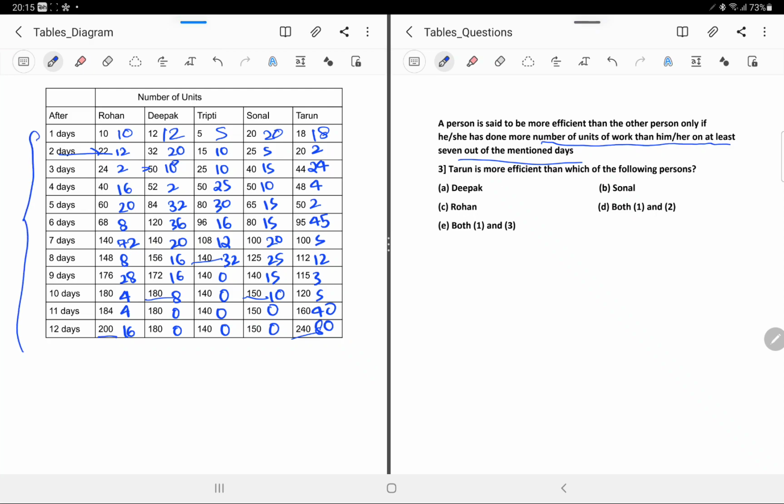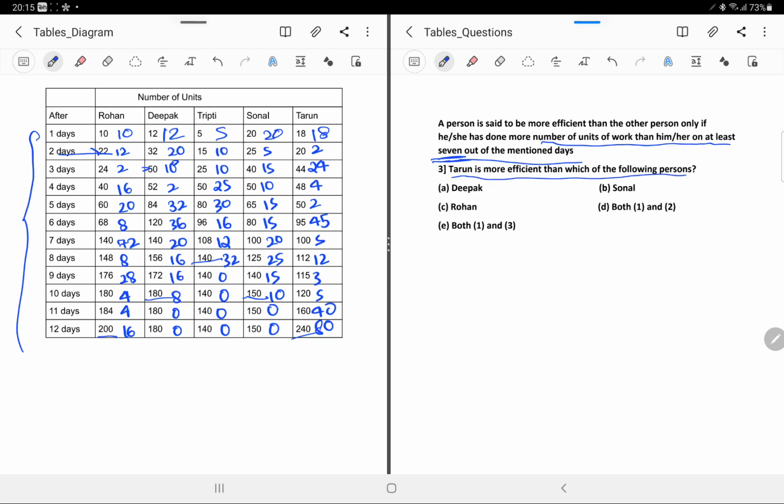So for instance, if Rohan and Deepak are there, and on 6 days Rohan is working more, and on 6 days Deepak is working more, they would be said to be equally efficient. So they are providing this by mentioning at least 7. They are basically giving it an upper hand. So if Rohan was working more on 7 days as compared to Deepak, obviously he'll be more efficient. Not in the number of bricks, but in the amount of work done on particular days. So let's try to compute this.